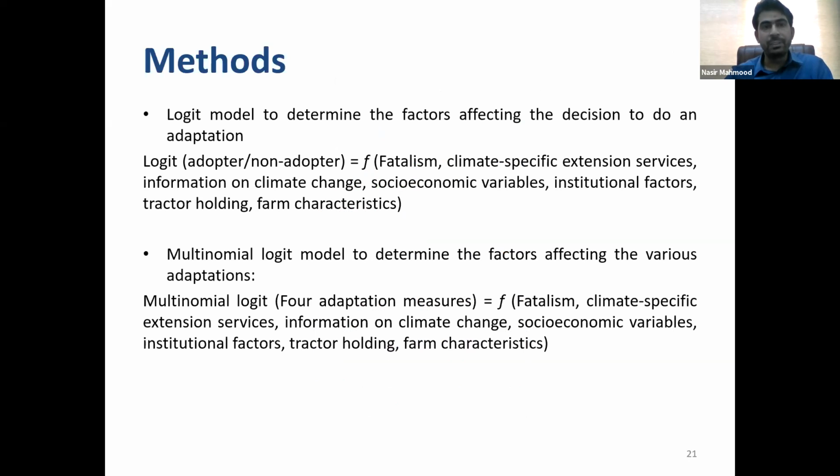So first, I use the logit model to determine the factors that can affect the farmer's decision to do the adaptation, where the dependent variable is a binary variable in the form of yes and no, and the independent variables are climate change fatalism, climate specific extension services, information on climate change, socioeconomic variables, institutional variables, tractor holding, and farm characteristics.